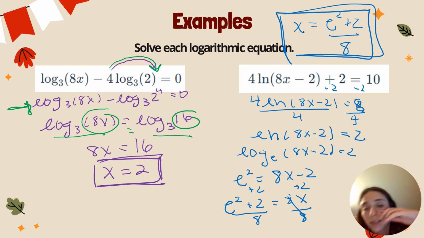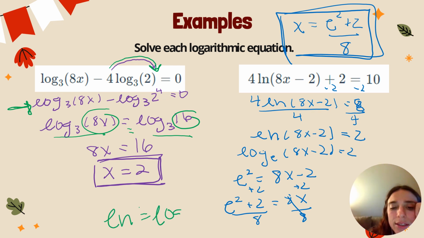The one on the right, we got ln, all right? So with an ln, I'm probably going to switch it to an exponential. So I'm going to subtract 2, then I'm going to divide by 4. And then I need to remember, ln is really log base e. So I'm going to use that to help me switch to exponential. So now it's e to the second power equals 8x minus 2. I'm going to solve for x by adding 2 and then dividing by 8.